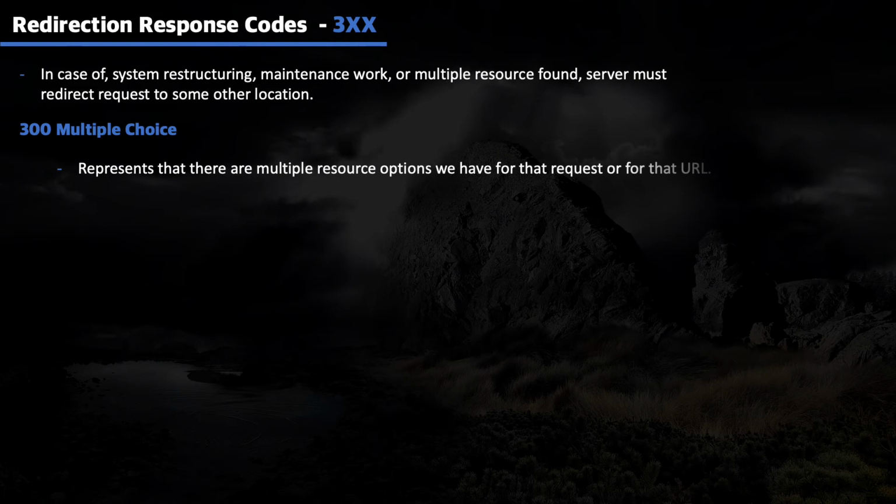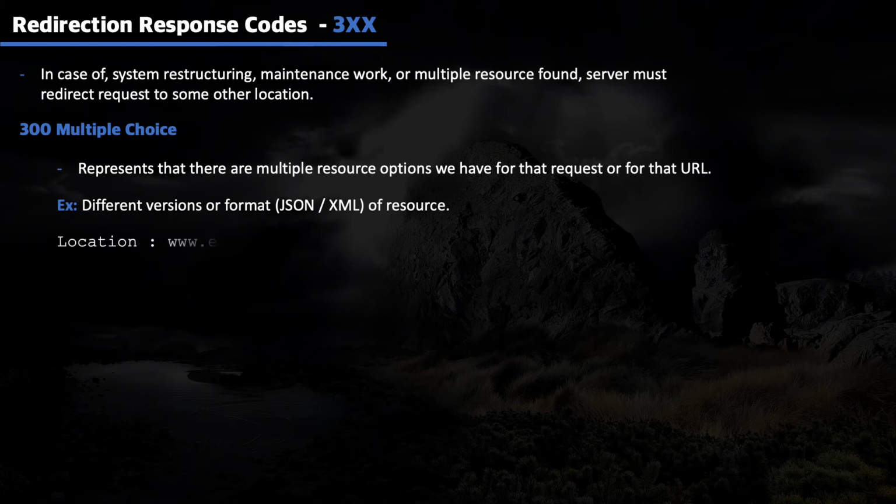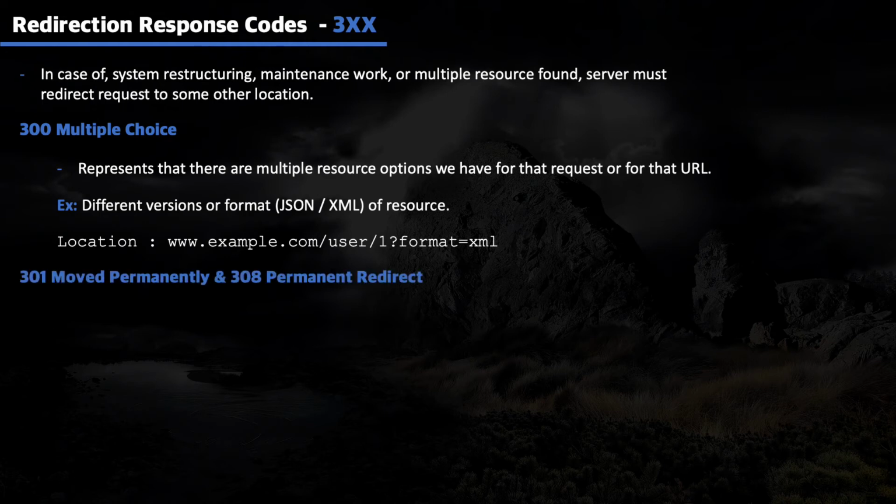This response code represents that there are multiple resource options found for the client's request. For example, we found multiple versions of the same document, or different formats of the same document. In that case the server responds with this one, and in the response the server will generate a Location header where we can find different links to the specific resource. After this response code, the client needs to select one of the Location header URLs to get the final version of that resource.